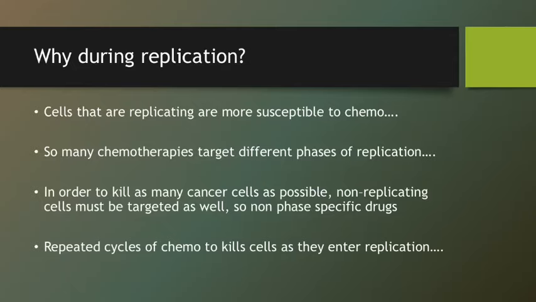Okay, so in order to kill as many cells as possible, you need to have cycles of chemotherapy so that you start getting cells that maybe aren't in the S phase later on. And that's another reason why you give the drugs that are non-phase specific, so that you can actually affect the cells that aren't replicating at the time you're giving them the chemotherapy. Okay?